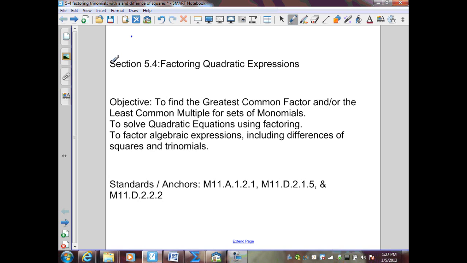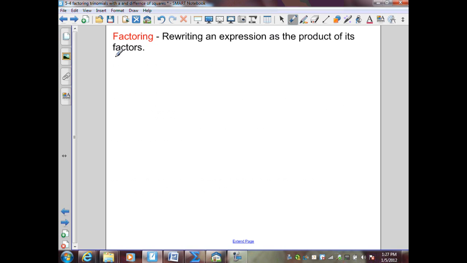Section 5.4, Factoring Quadratic Expressions, continued. Recall from previous sections that when we factor quadratics, we're going to rewrite the expression as the product of its factors. In previous sections, we've looked at factoring G.C.F. and factoring in the form of x squared plus bx plus c, where c is greater than 0 and c is less than 0. Here, we have a very similar form.